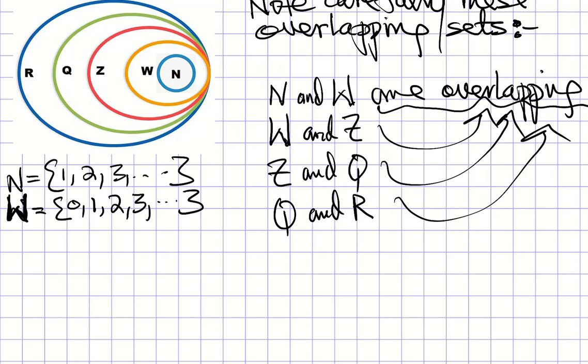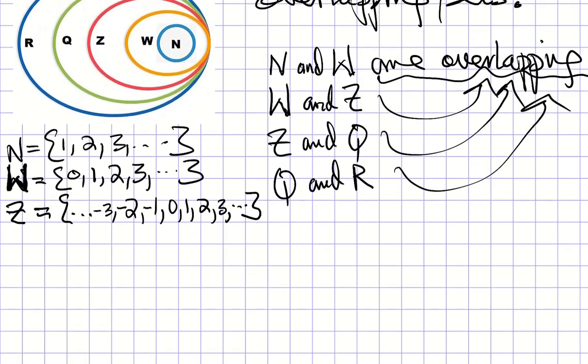Notice that set Z is integers. You remember I told you it goes to infinity both ways: -3, -2, -1, 0, 1, 2, 3, and then it keeps going to infinity. So it contains everything above. It contains 0, it contains 1, 2, 3 to infinity.